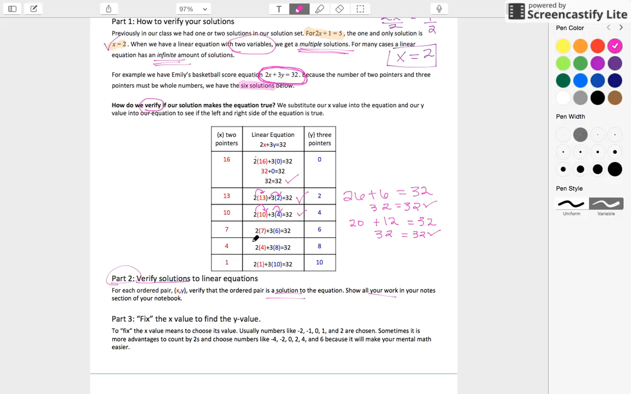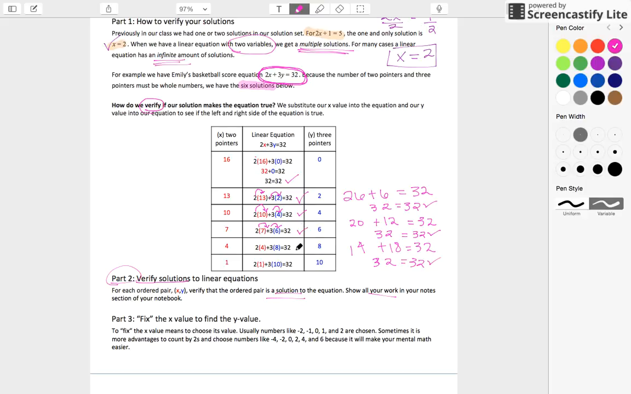And that checks off. So then we go on to the next one, 2 times 7, and then 3 times 6. 2 times 7 is 14, plus 6 times 3, which is 18, equals 32. 14 plus 18 equals 32. They check off in equaling each other.